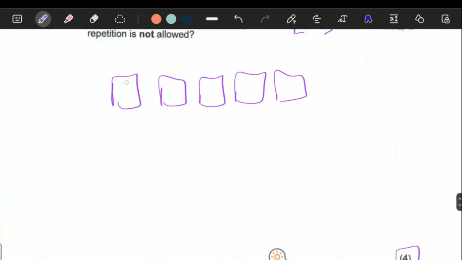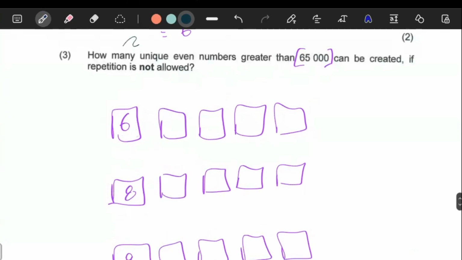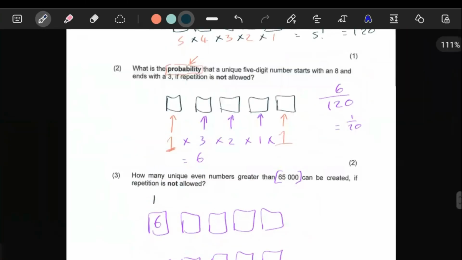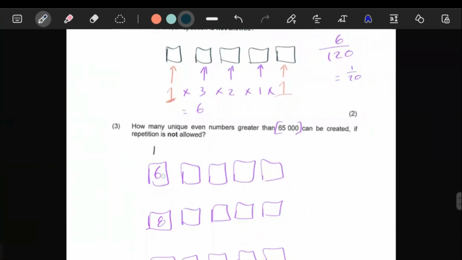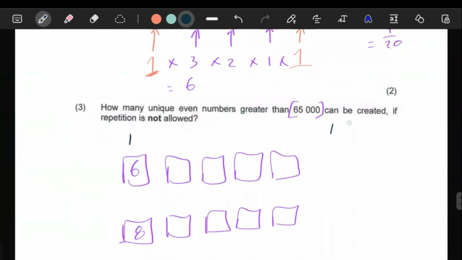Numbers that start with a 6, right? And then numbers that start with an 8, and then numbers that start with a 9. Visualize it. You see, 3 sets of numbers. You're going to work out how many you get for each of these, and then you add them up. So let's start with the ones that start with a 6. If a number starts with a 6, there's obviously one option for the front. But if a number starts with a 6, the number that you can put here, remember our options, it's 1, 3, 6, 8, 9. You see? 1, 3, 6, 8, and 9.